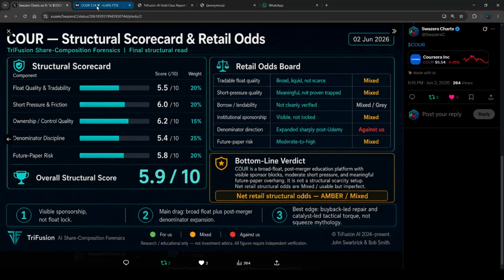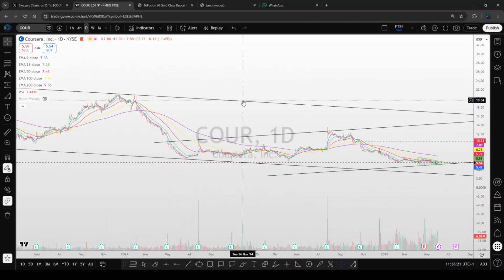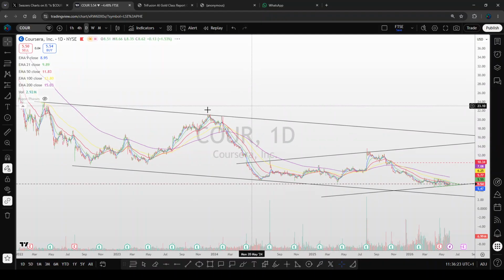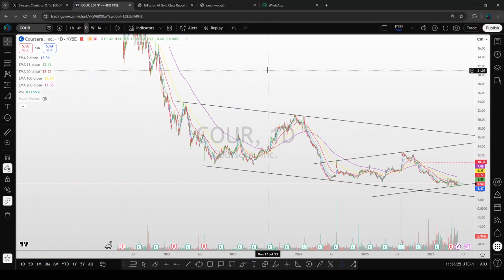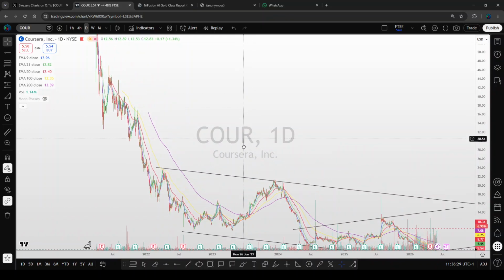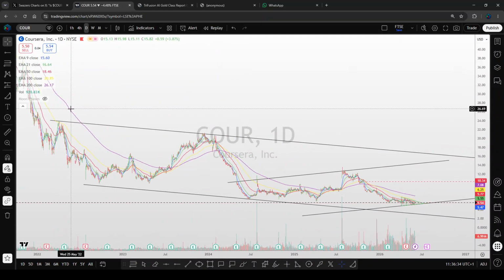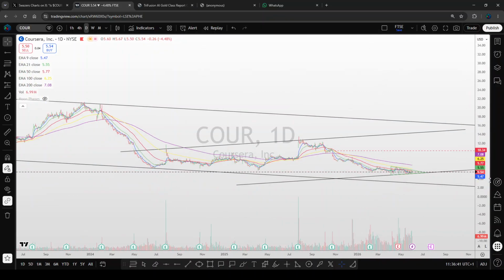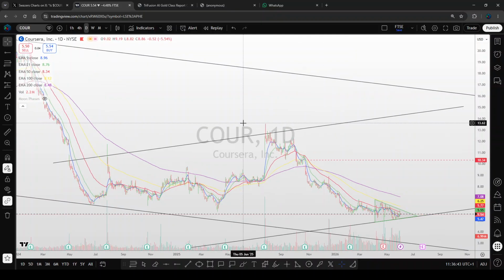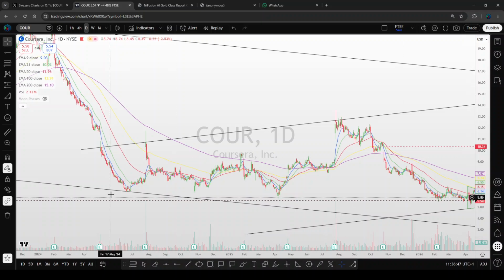Now, looking at the chart idea, very briefly, this here is the former downtrend. So we're looking at Coursera Incorporated on the daily chart. It's spiked down here. I've drawn the previous downtrend, as we can see. Pretty easy, really, to understand this chart perspective. So that was the previous downtrend.